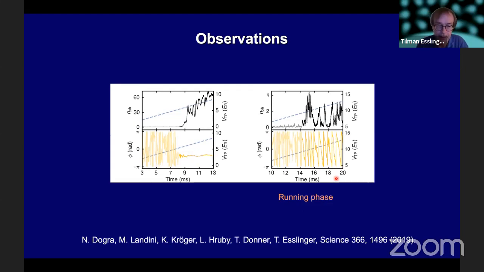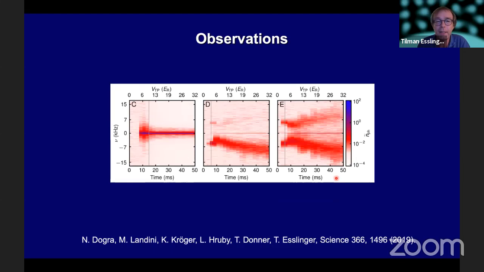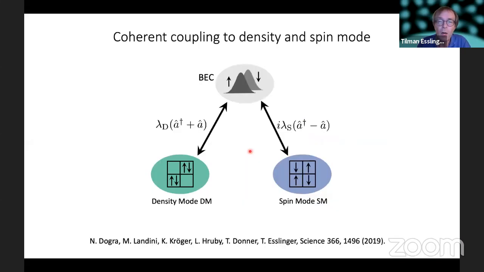Nishant Dogra and Manuele Landini were leading these efforts. They figured that out. Here, time is running only briefly. This running phase, of course, you can associate a frequency with it, and you can get sidebands to your output. So this is a kind of spectrogram of what is coming out of the system. But very briefly now, what is behind that? Why is the system behaving like that?